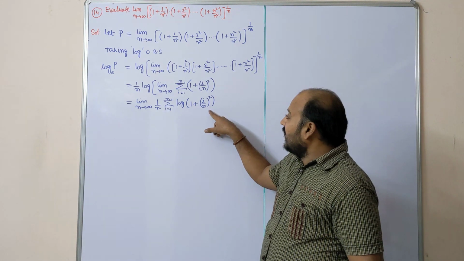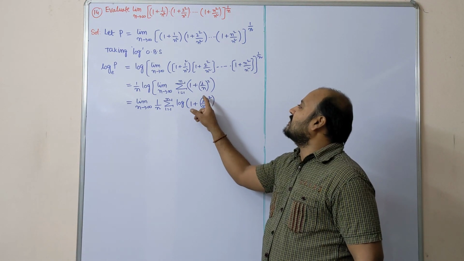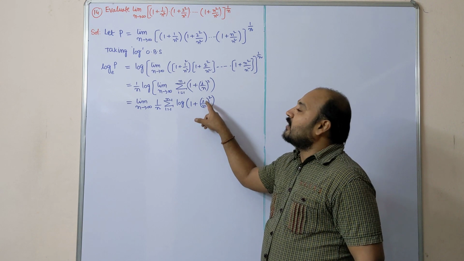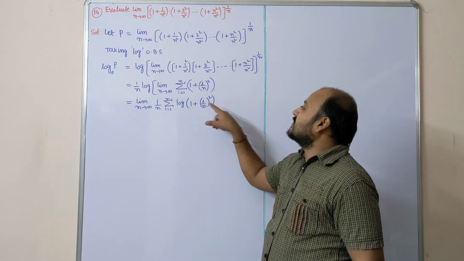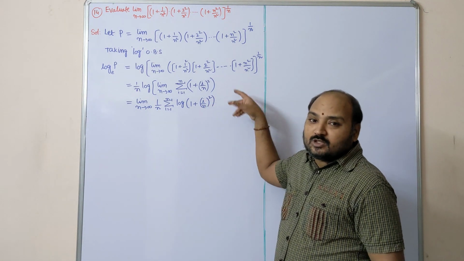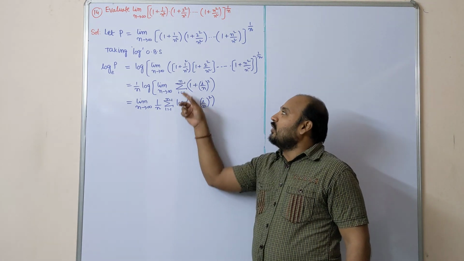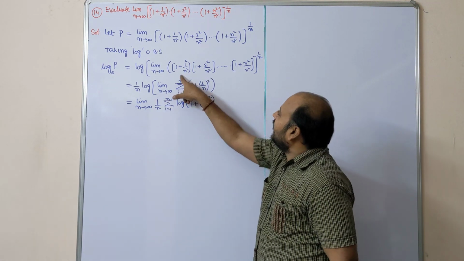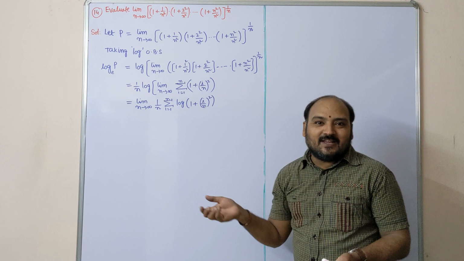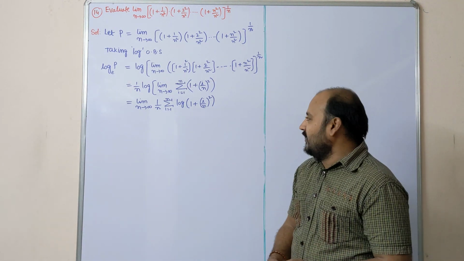Log, here the product is there, no? The sigma value is log of (1 plus 1 by n) whole square, plus log of (1 plus 2 by n) whole square, plus and so on. Log a plus log b plus log c means log of abc only, no? So log of abc, product only, we are getting. That's why like this we can write, there is no change in the meaning.